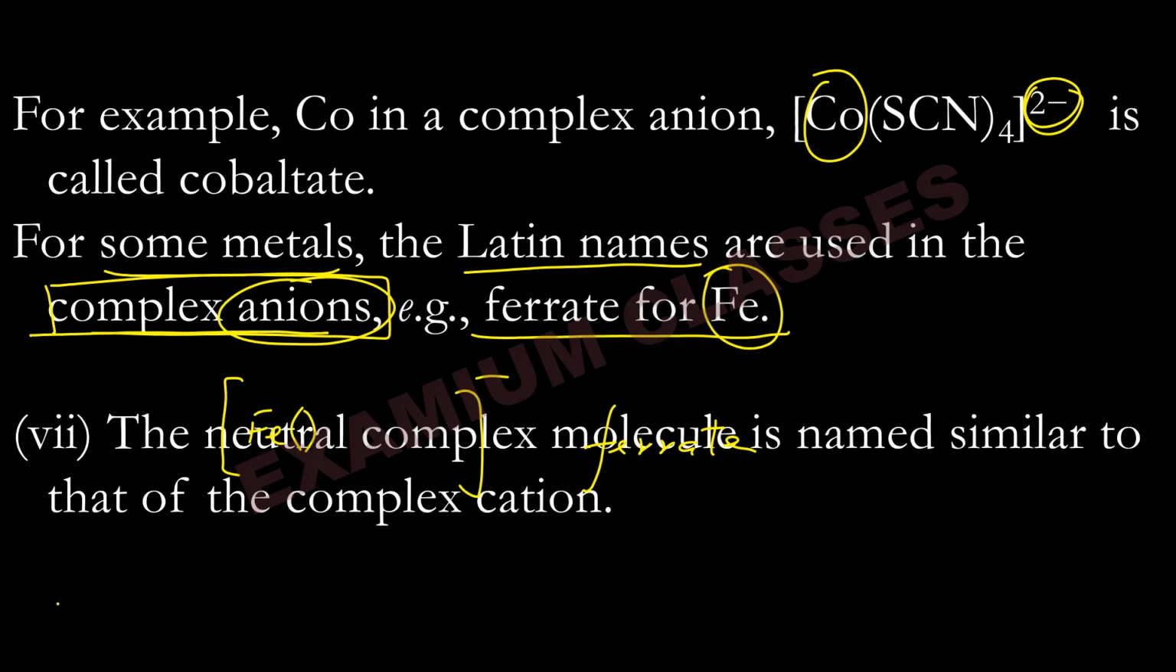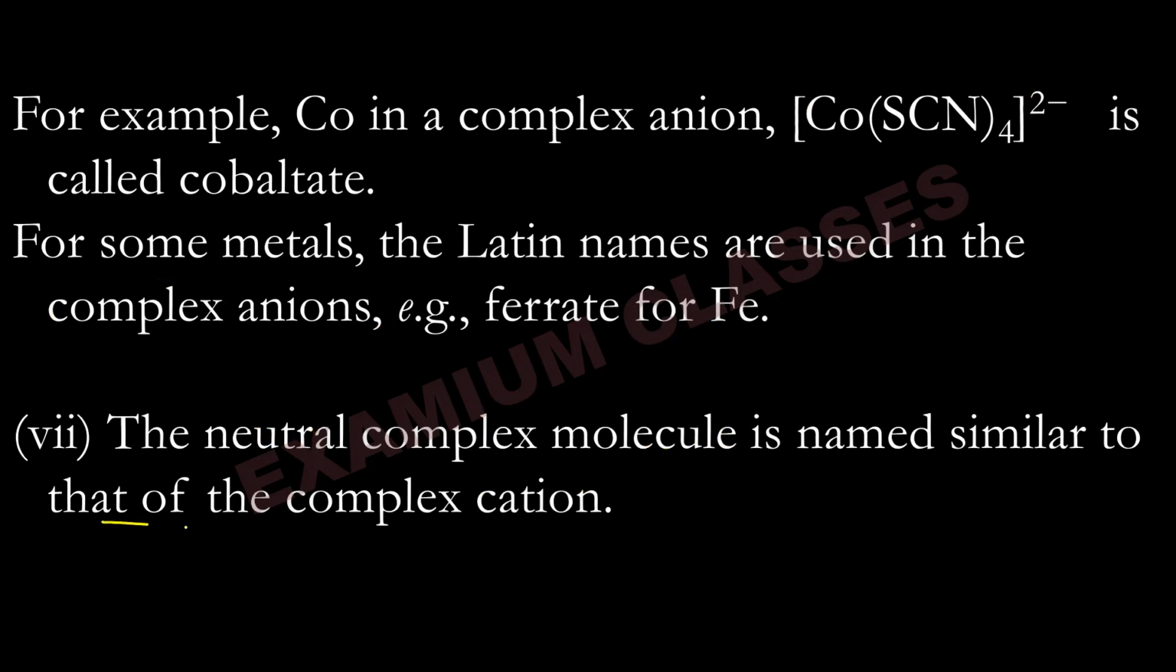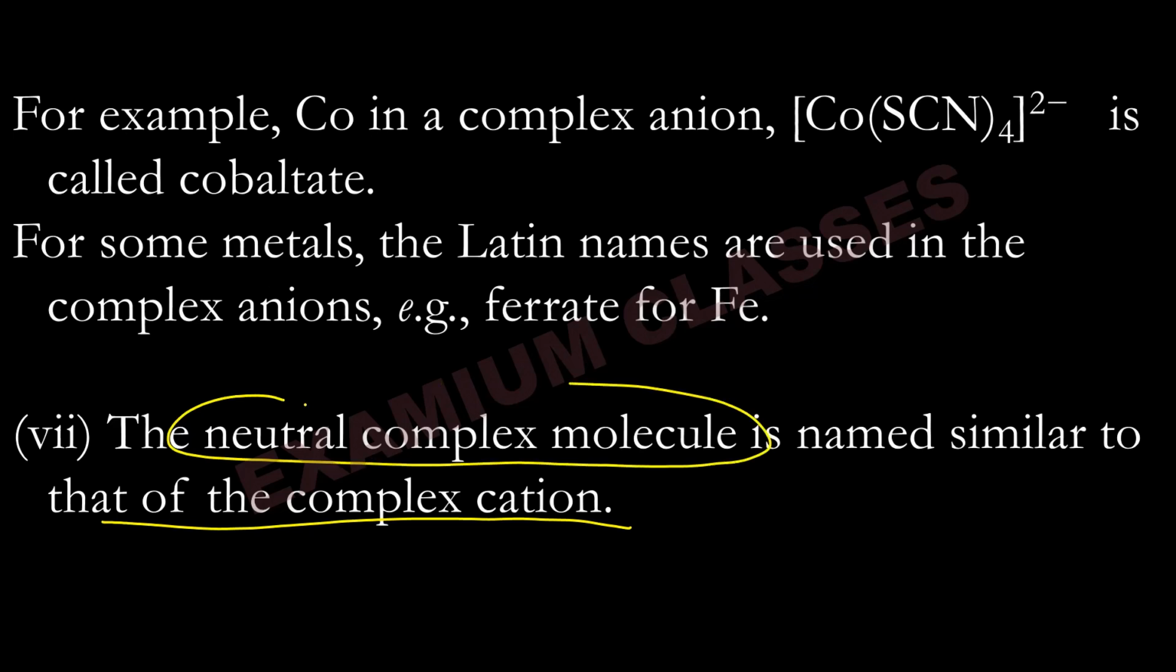Then the neutral complex molecule is named similar to that of the complex cation. So if it is a neutral complex, the naming convention will be the same. It means you will not write ironate or like that. Obviously that is applicable only for negative. So if it is neutral, you will write cobalt, not cobaltate. So the same rule of positive will apply.